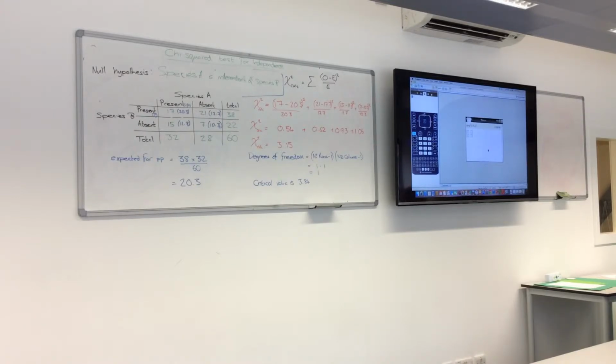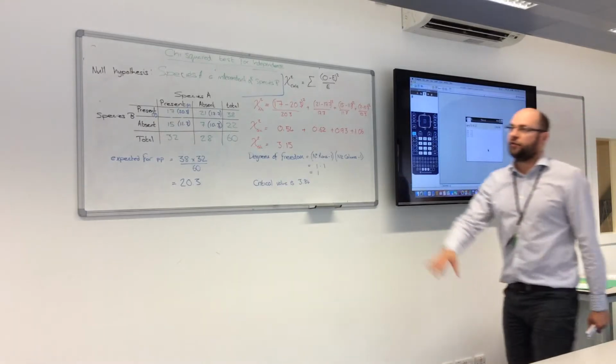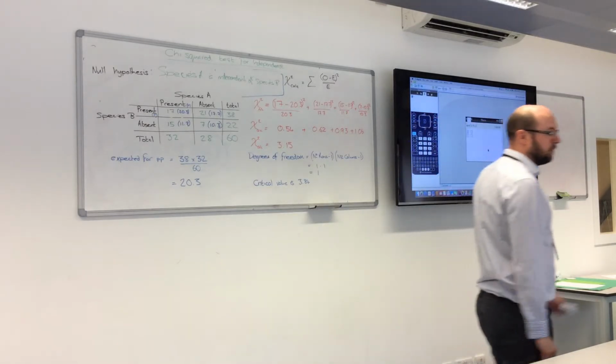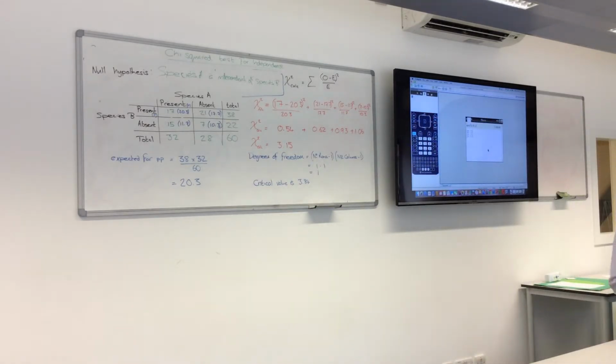We're going to input our observed values. The calculator in the background is going to calculate our expected values and so on. We're just going to put in our observed values. So our observed values are 17 moving across, 21 moving down and across, 15, and moving across 7.